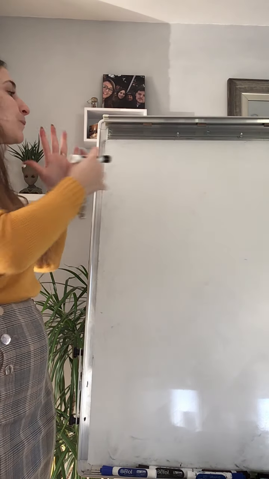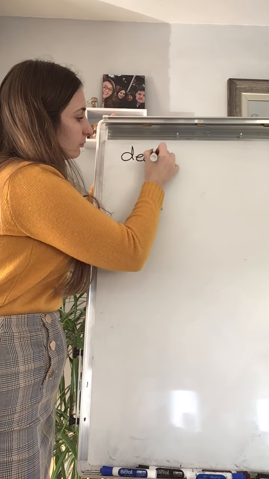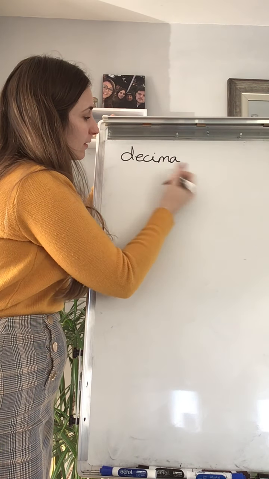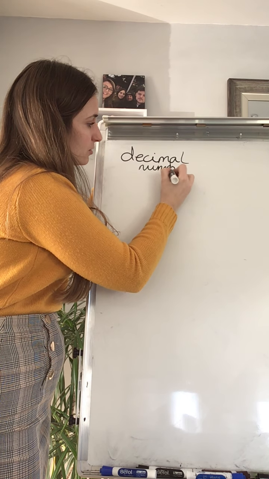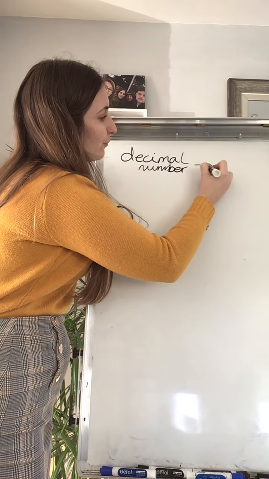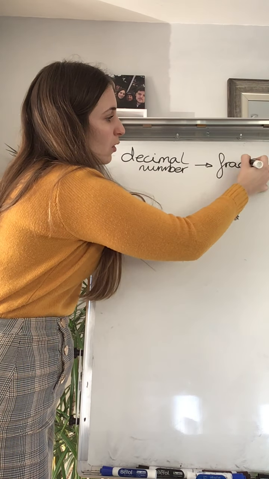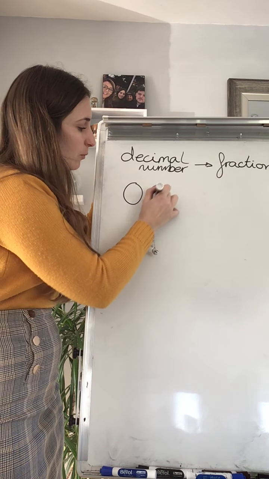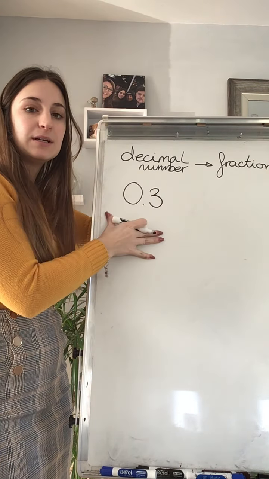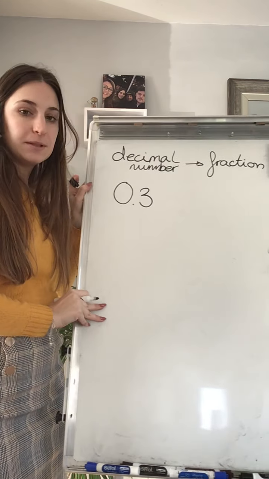What about now, if I am starting from a decimal number and I'm trying to get a fraction? What if I have 0.3 as a decimal number and I want to see the fraction of that decimal number?